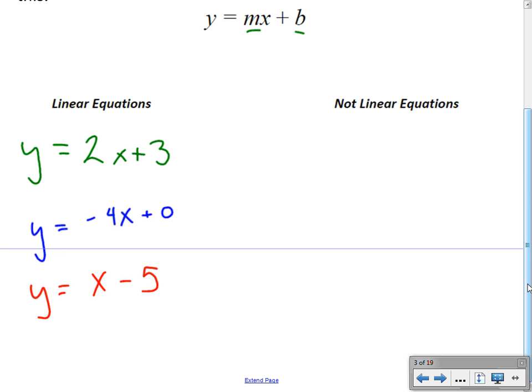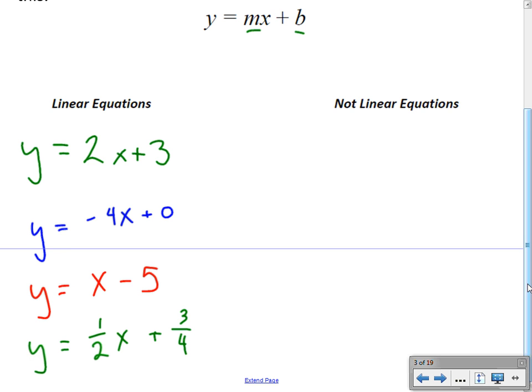These are all examples of linear equations, and yes, we can have fractions. Maybe we have y equals 1/2 x plus 3/4. That would still be linear even though we have the fractions in there. The m value would be 1/2, the b value would be 3/4.